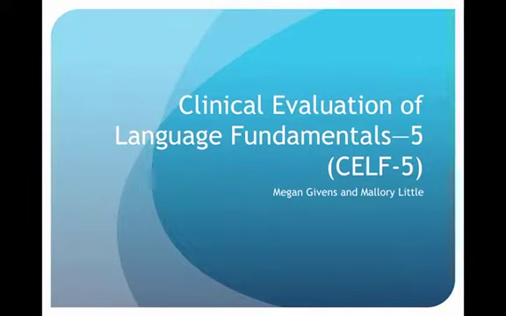My name is Megan Givens, and with me today is my classmate Mallory Little. We are speech-language pathology graduate students, and we would like to give a brief overview of the Clinical Evaluation of Language Fundamentals, 5th edition, which is also known as the CELF-5.